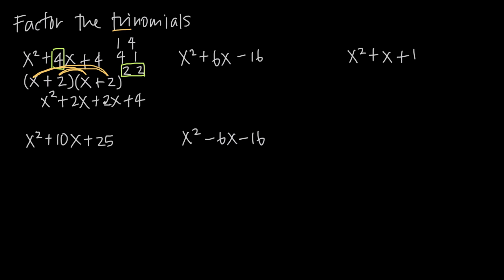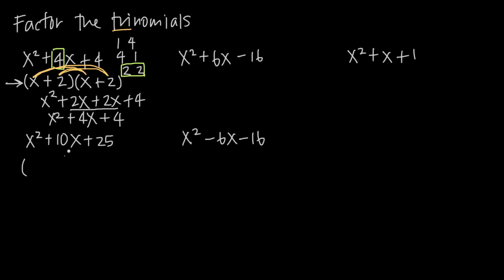When we add our like terms together, 2x and 2x are like terms, so we get x squared plus 4x when we add these two together, and then plus 4. And notice now that we got back to our original problem, x squared plus 4x plus 4, so we know that we did our factoring correctly here.